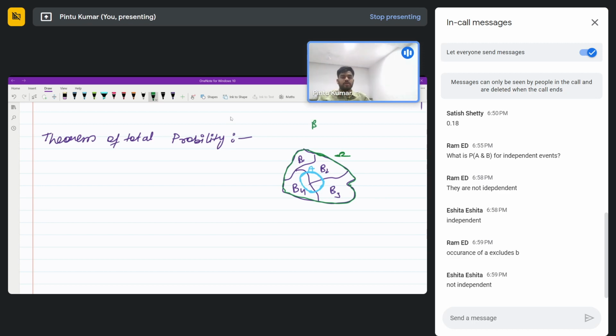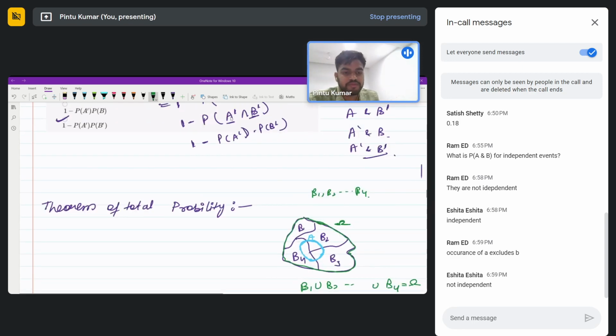Now, let's say B1, B2, up to B4 is a partition of the sample space. What is meant by partition is that this breaks your set in such a way that if you take the union of B1, B2 and so on till B4, it makes your complete sample space, right? And the intersection of any Bi with Bj is empty. So they are not overlapping and they are covering the entire space. This kind of structure is called a partition of a set.